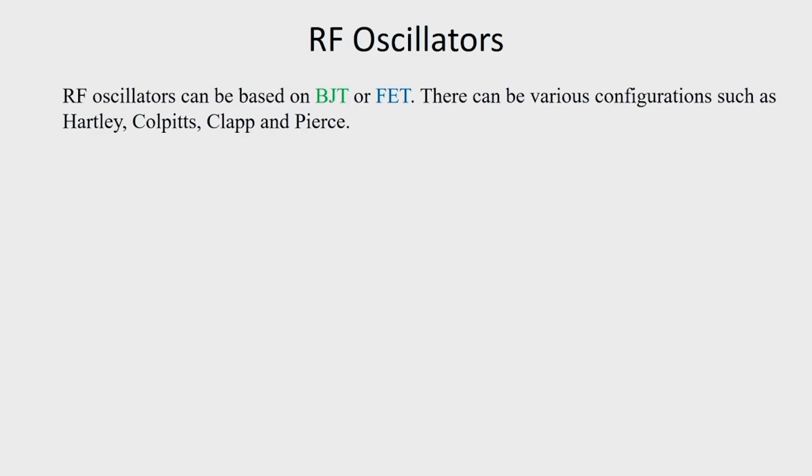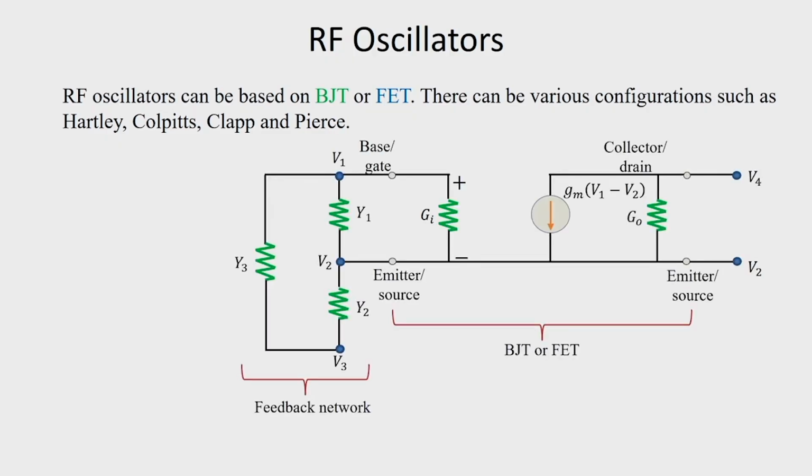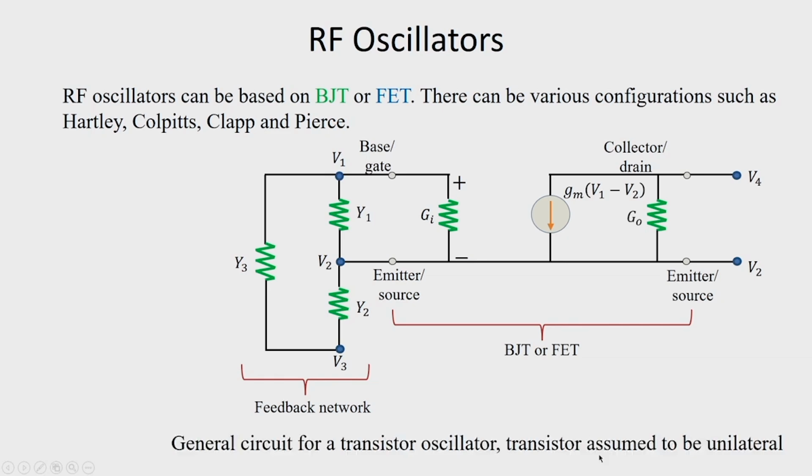Now, the RF oscillators can be designed based on BJT or FET. There can be various configurations such as Hartley, Colpitts, Clapp, Peirce. So, we will discuss a generic block diagram where this active device, this terminal can be the base, this can be collector, and it can be emitter if the device is a BJT.